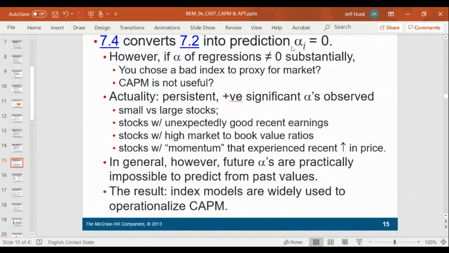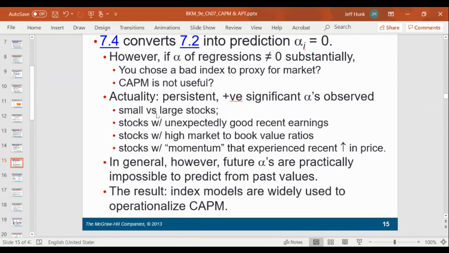Now, however, if alpha of the regressions is significantly different from 0, even when you use the excess return specification, if you still get a significant alpha value, then it could be, is it because you chose a bad index to proxy the market, or is CAPM not useful? Actually, in reality, persistent positive significant alphas are often observed, and it falls into one of these categories.